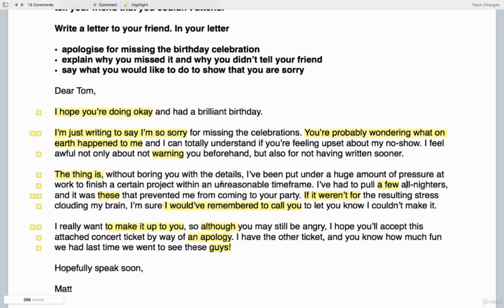Okay, next sentence. If it weren't for the resulting stress clouding my brain. See this informal language again being used here, clouding my brain. And you can see here, lecture 17, the power of conditionals. I've talked about conditional sentences before in my courses. I think they're really, really useful sentences to have, and it's no different here. You can see the use of the word if. We know we're introducing a conditional here. So you can learn about how to use conditionals accurately and effectively in lecture 17.